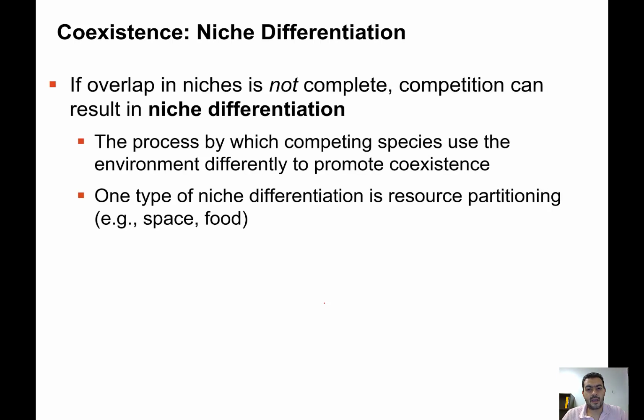So what will happen? The strong competitor will take its favorite resource, and it will force the less strong competitor to use another resource. This resource can be food, as we said. It could be space. So niche differentiation may involve resource partitioning based on food or space.